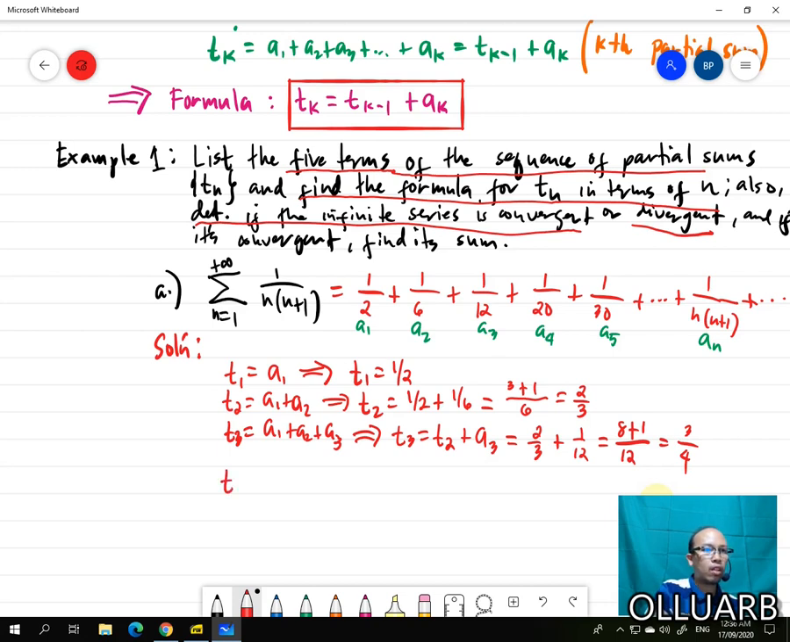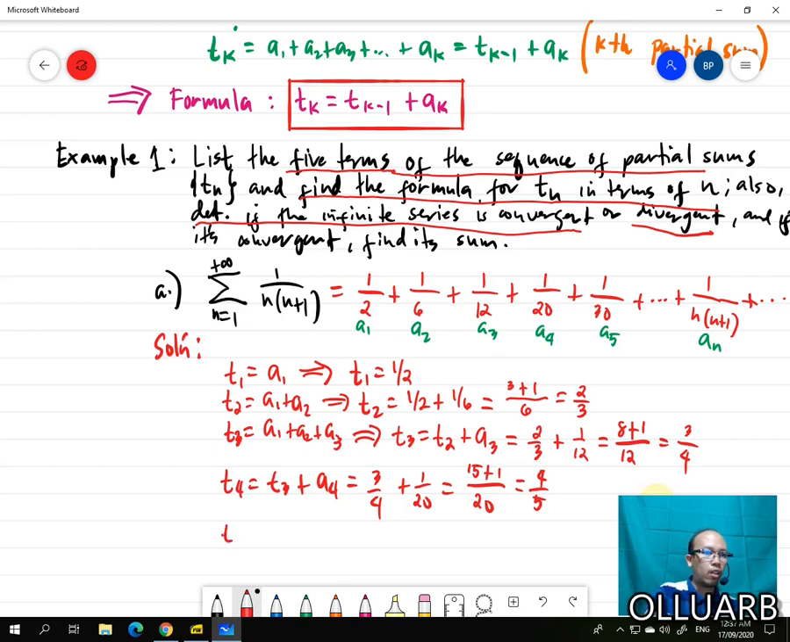Okay, this 4, we will not use this one, we will use this formula. So t sub 4 is t sub 3 plus a sub 4, and we know that our t sub 3 is 3/4, but our a sub 4 is 1 over 20. Okay, so get the LCD. So 20 divided by 4 is 5, times 3 we have 15, plus 1 we have 16 over 20. So if you reduce that one, 16 over 20 is 4 over 5.